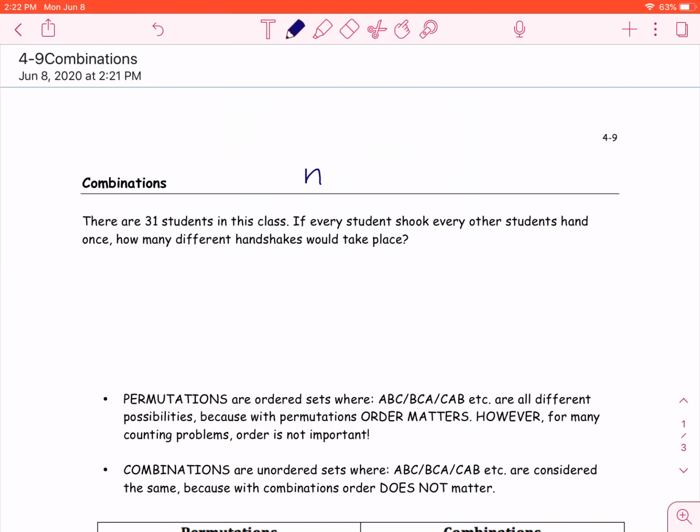So it looks like subscript n, combination r. Okay, so it looks like that. That's the button you should be looking for on your calculator.